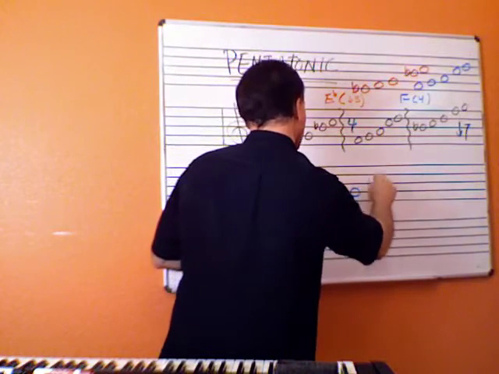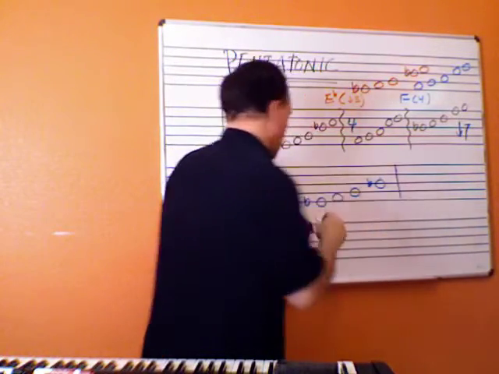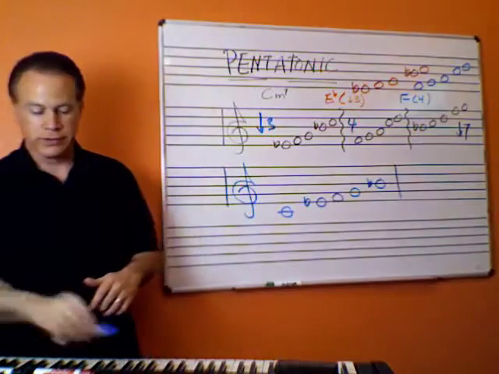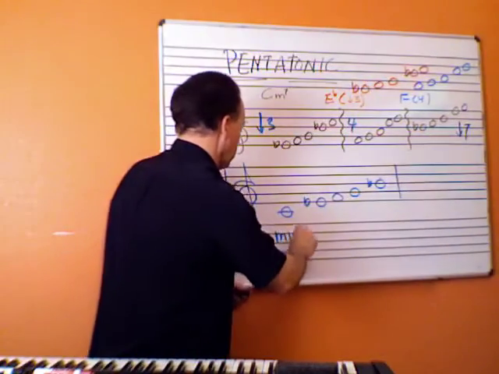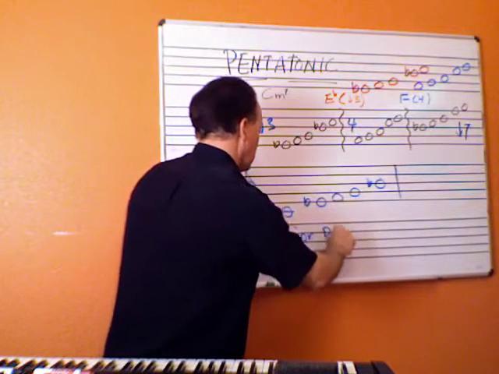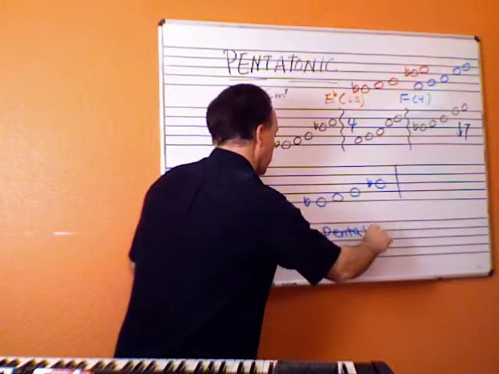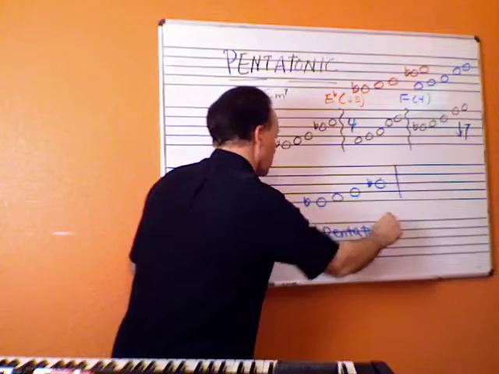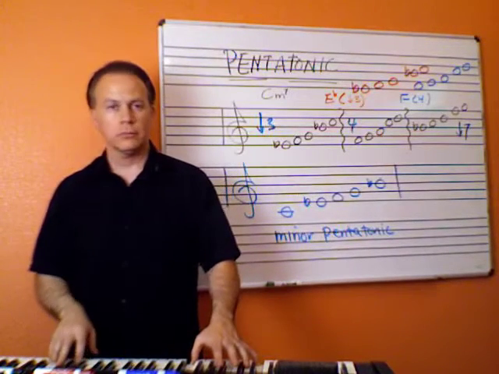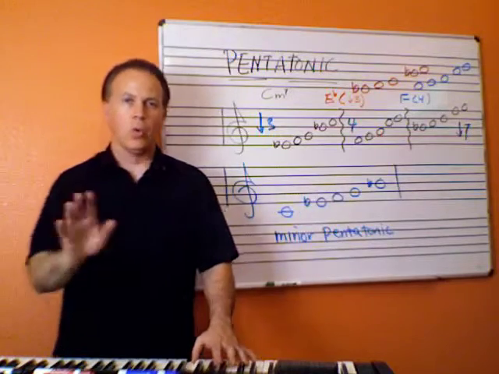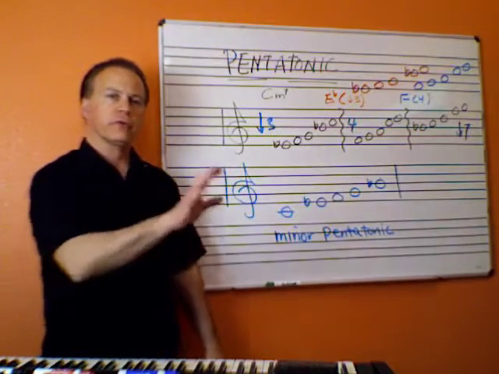One, lowered 3, 4, 5, and lowered 7. This is what a lot of people call the minor pentatonic. Sounds like this. 1, lowered 3, 4, 5, and lowered 7.